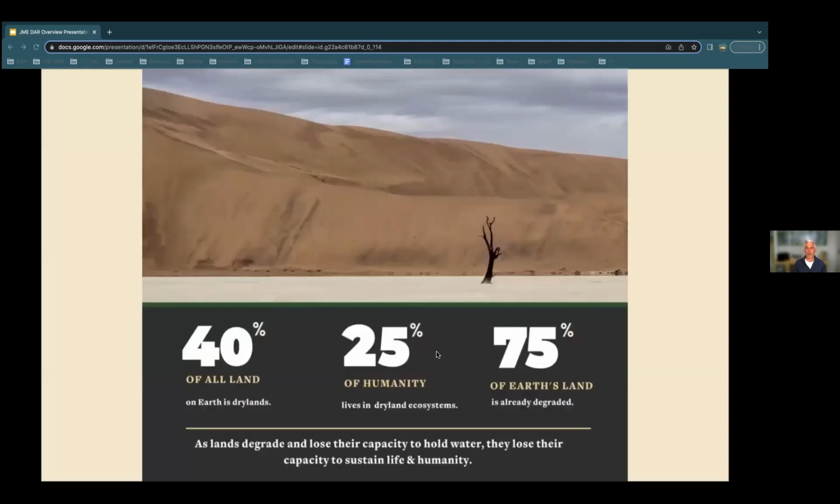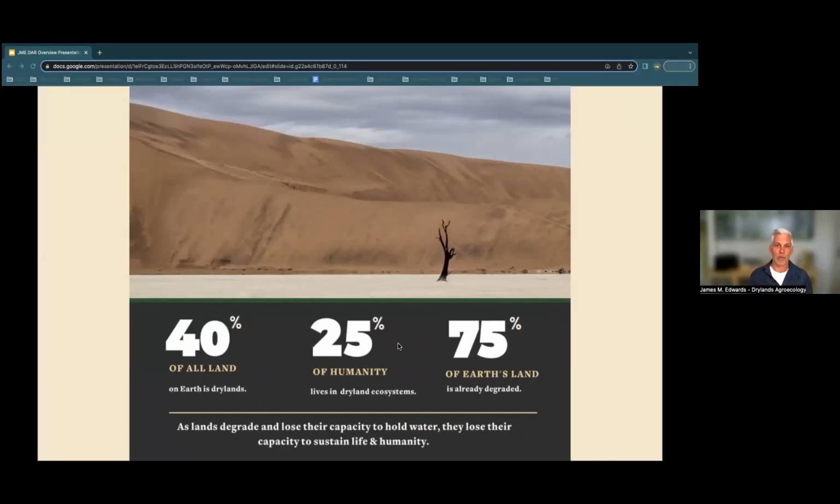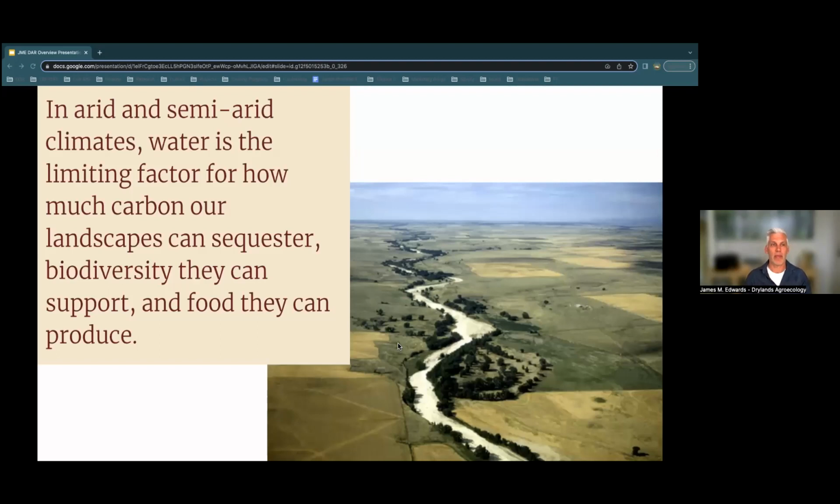So why are we focused on drylands? Well, 40% of all land on Earth is drylands. 25% of humanity lives in dryland ecosystems, and 75% of the Earth's land is already degraded and degrading. So as lands degrade and lose their capacity to hold water, they lose their capacity to sustain life, including human life. And in arid and semi-arid climates, water is the limiting factor for how much carbon our landscapes can sequester, biodiversity they can support, and food they can produce.